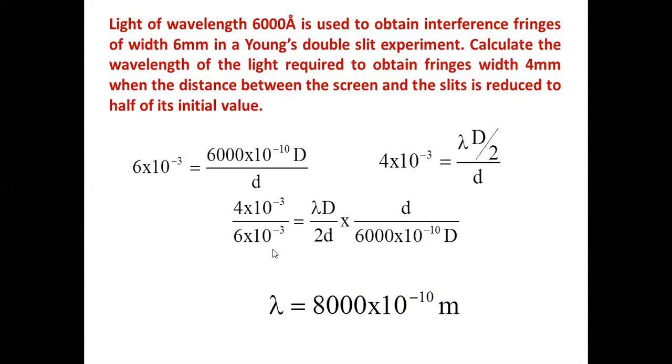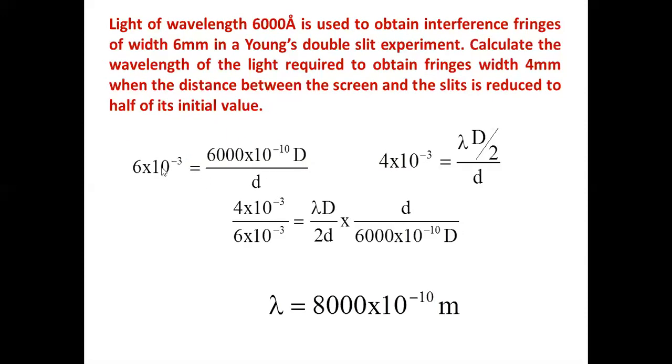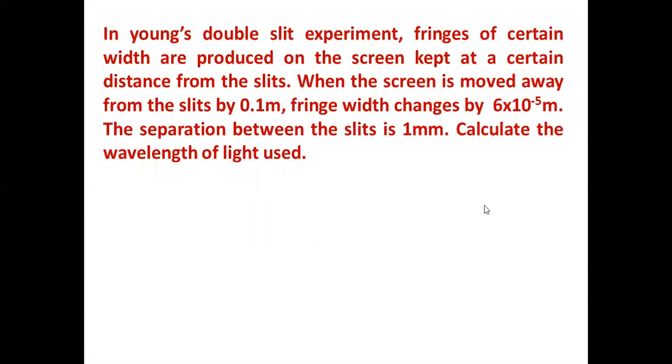So in order to obtain fringes of width 4 millimeter, actually you are in need of a lesser wavelength. But what happened is you have reduced the distance capital D also. It is made half. So what is the new wavelength? New wavelength is 8000 angstroms. Okay. Shall we move on to the next question? Hope you have followed this. Write the two conditions in the form of two equations. Then take the things which are common in both. They get cancelled. Remaining you can do it.